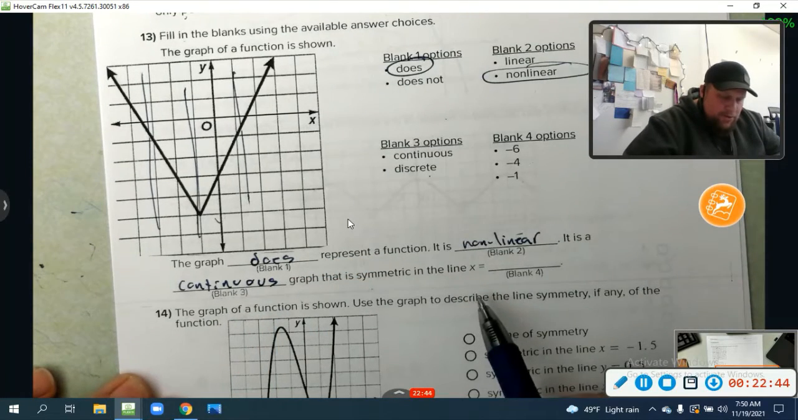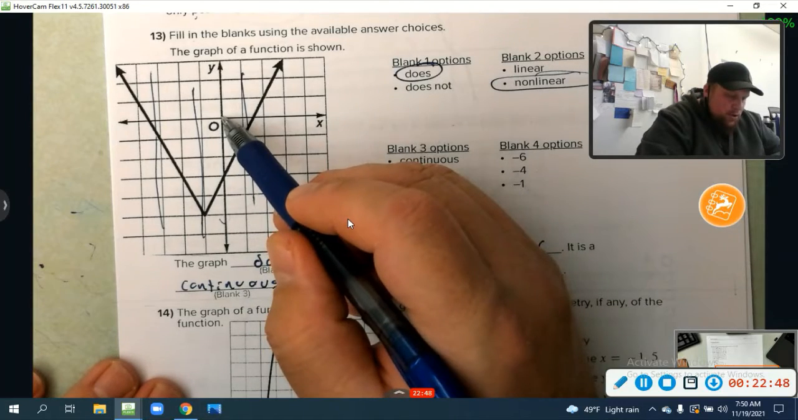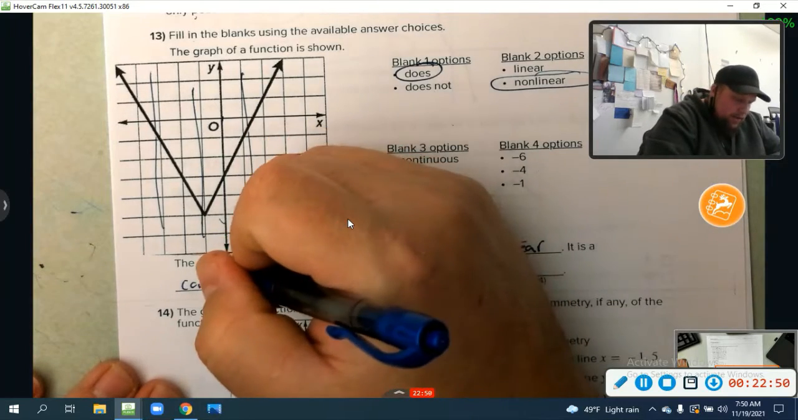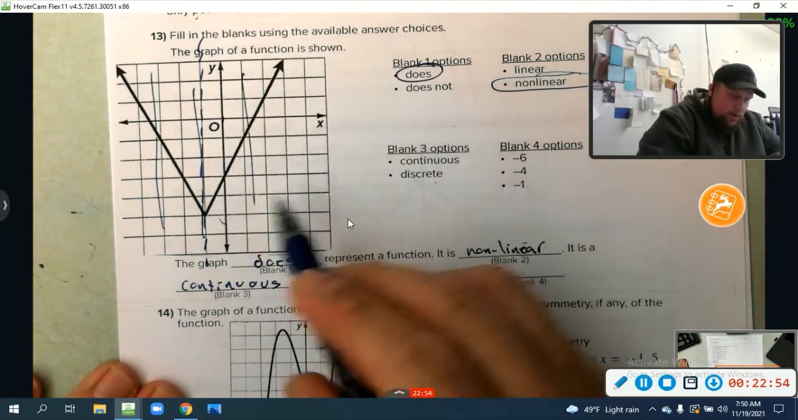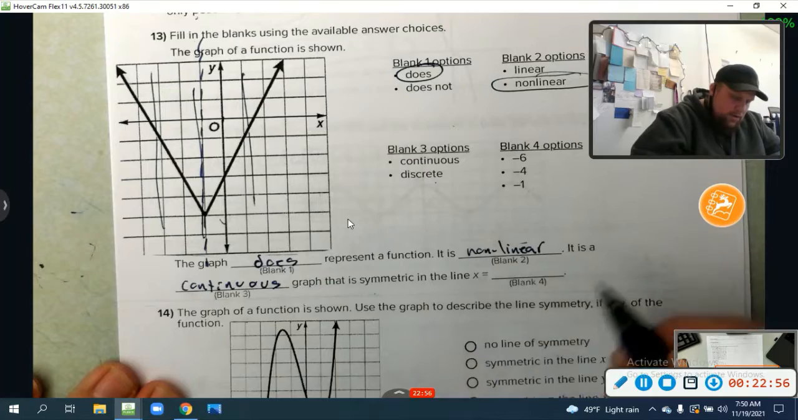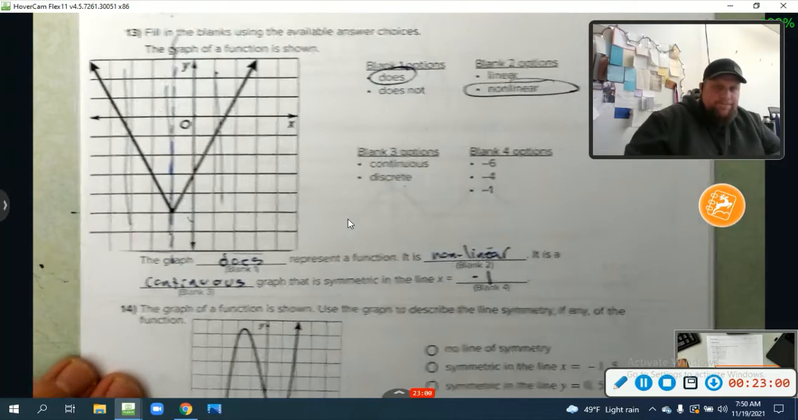That is symmetric in the line x equals, where's the line of symmetry? Well, if this is the origin right here, we see that if I were to draw a line at x equals -1, I could fold this over on itself so it's x equals -1. Perfect.